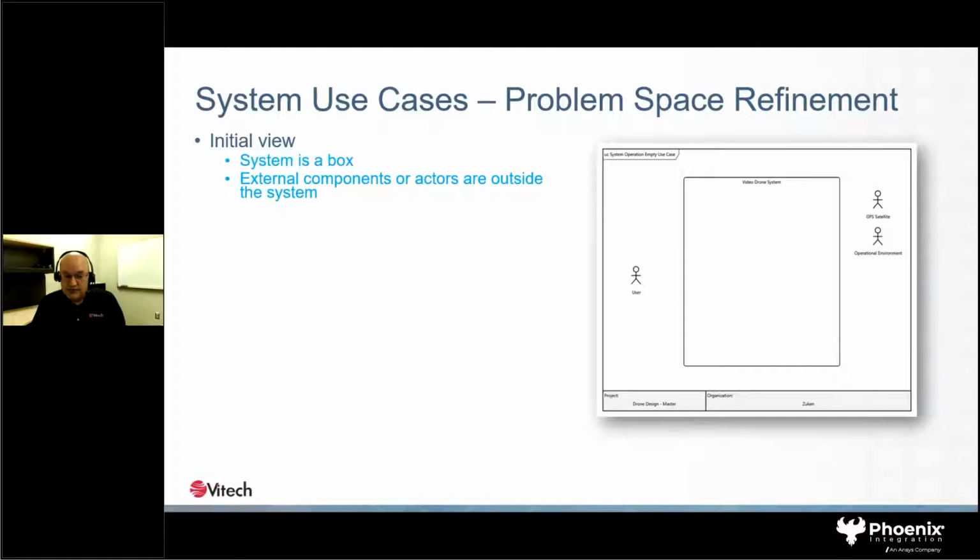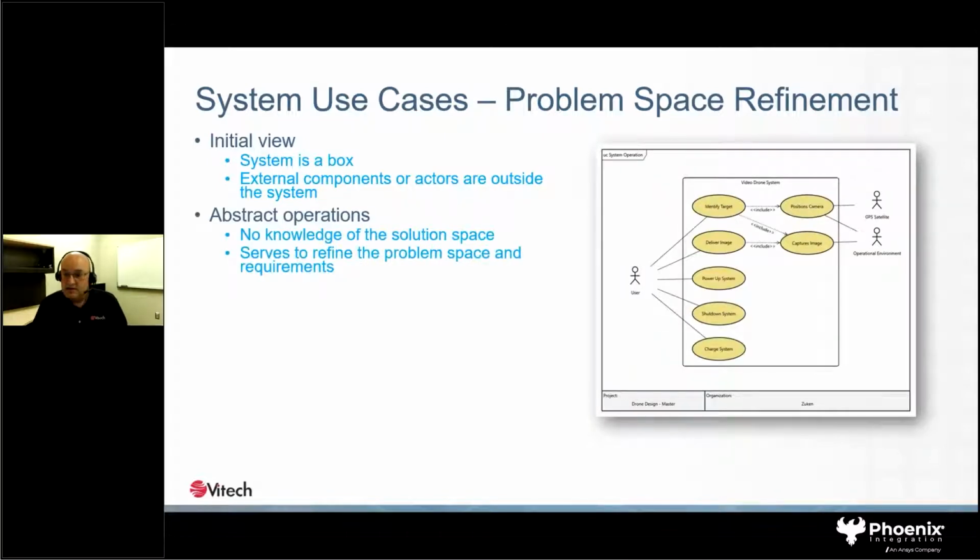Now, we'll move very quickly from having a context to talking more about use cases and how we develop further requirements, as well as define functionality. The use cases mimic essentially that system context. We see the system as a box, and we see the external actors. We fill in with these abstract operations. We really don't have a knowledge of the solution completely.